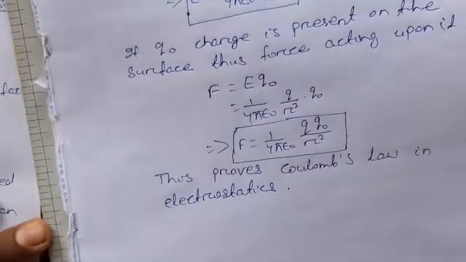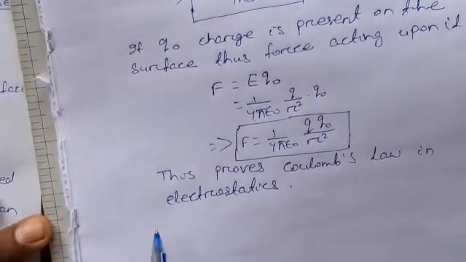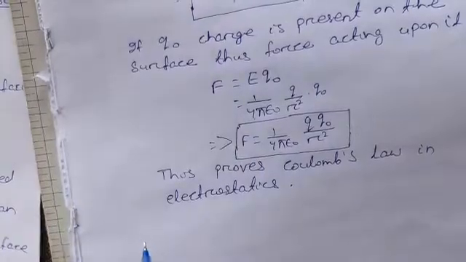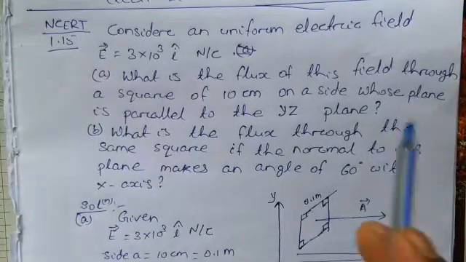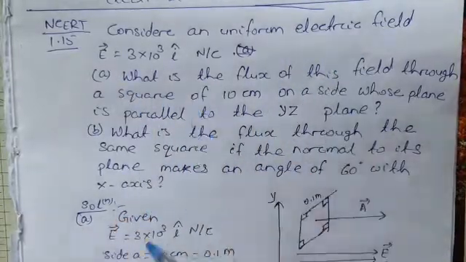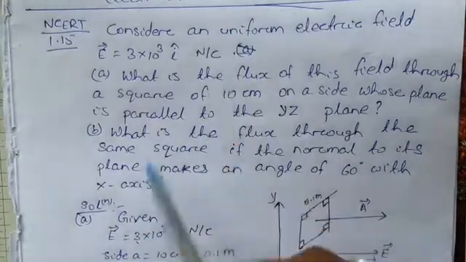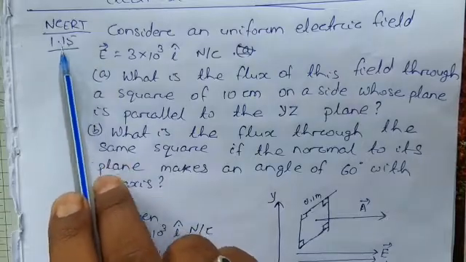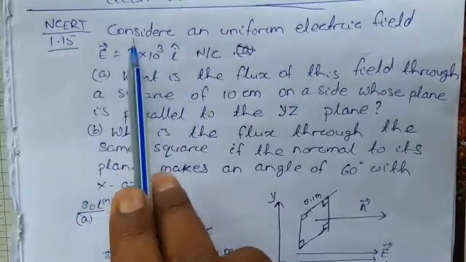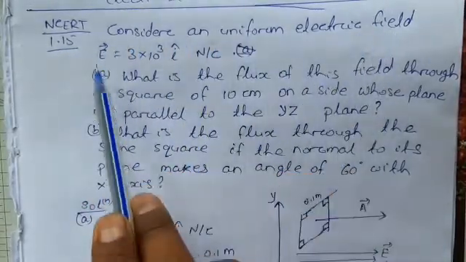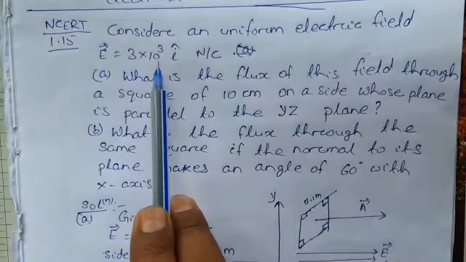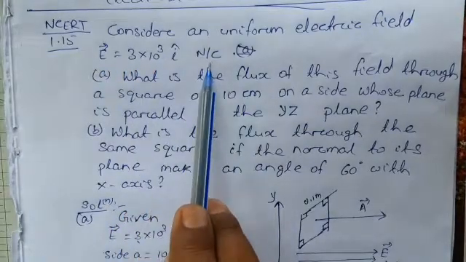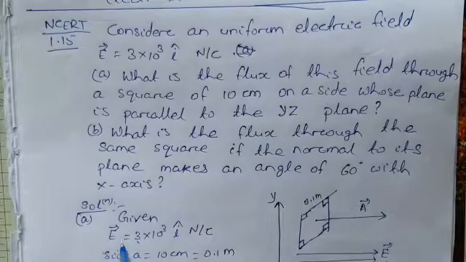Okay, that's it. So next part we will discuss the NCERT problem. So students, first we read the question properly and write the given section. So the question is NCERT 1.15 exercise. Consider a uniform electric field E vector equal to 3 into 10 to the power 3 i cap. The unit of electric field is Newton per Coulomb. I have written here given E equal to 3 into 10 to the power 3 i cap Newton per Coulomb.